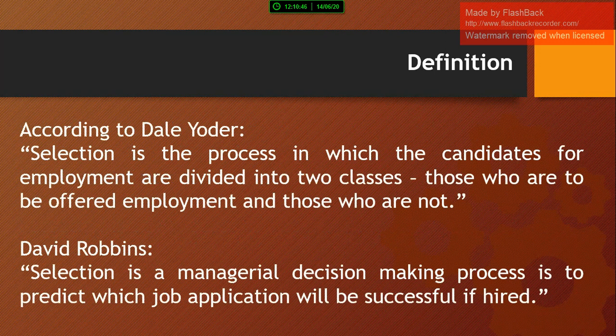Now the definitions. Dale Yoder and David Robinson give two definitions. One: selection is the process in which the candidates for employment are divided into two classes, those who are to be offered employment and those who are not. And David Robinson: selection is a managerial decision-making process to predict which job applicant will be successful if hired. So very simple, everything is about getting the right person for the job, making a judgment whether he would be suitable for the particular job or not. Those are the two definitions given by them.